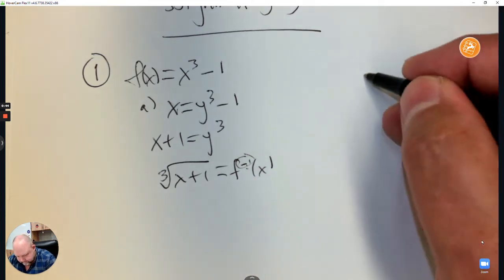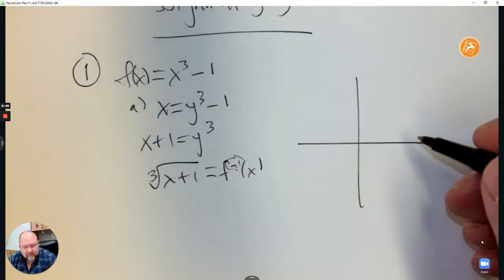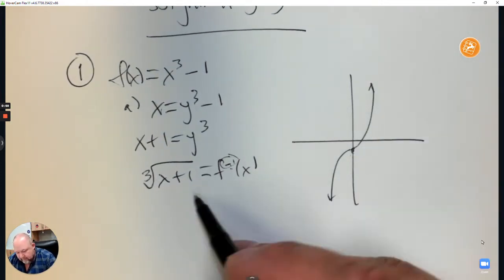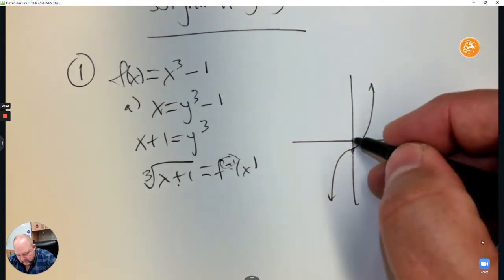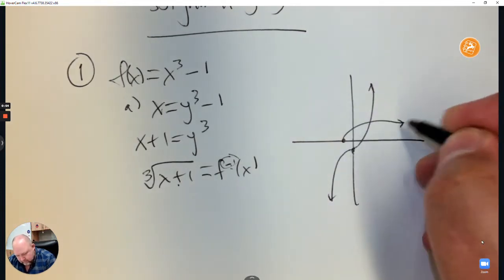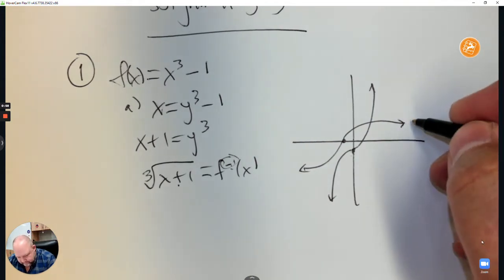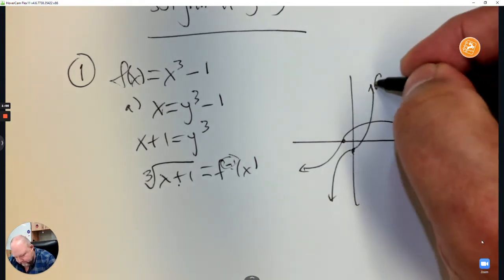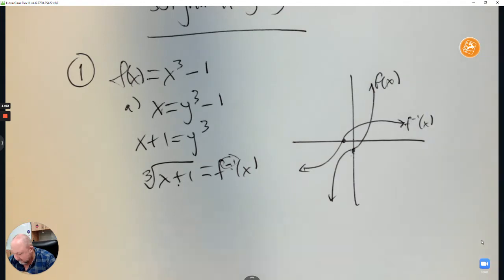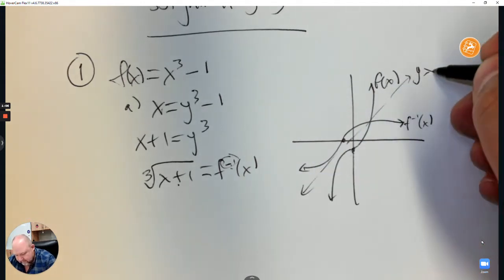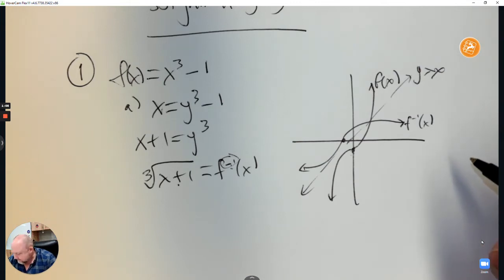Graph them. So x cubed subtract 1, there's the point of inflection. Plus 1 means it's been shifted 1 to the left, and there's the cube root and what it looks like. And then you can see that they reflect over this line, which is y equals x. That's the definition of inverse.